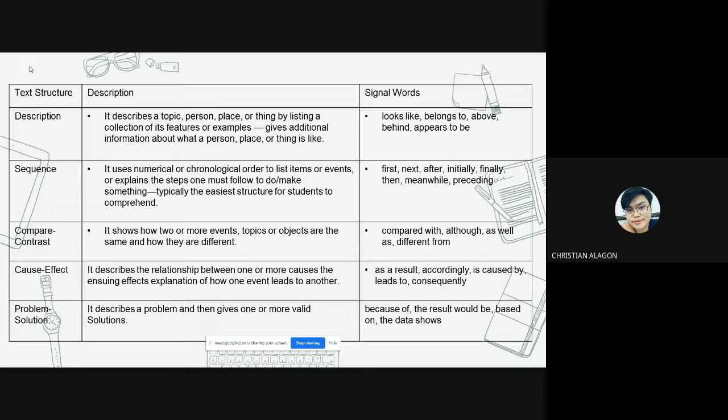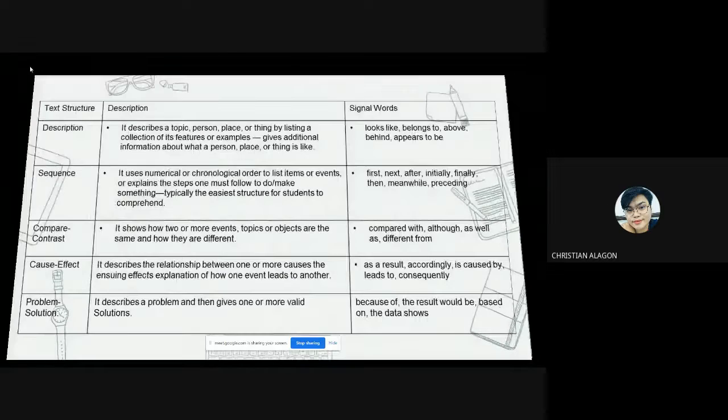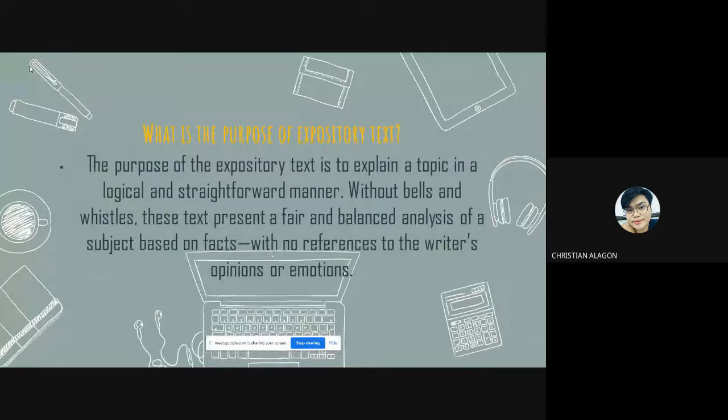These types of expository text will help lead us to our next topic. What is the purpose of expository text? The purpose of expository text is to explain a topic in a logical, straightforward manner without bells and whistles. These texts present a fair and balanced analysis of the subject based on facts, with no reference to the writer's opinions or emotions.